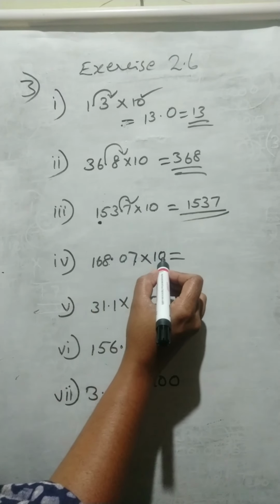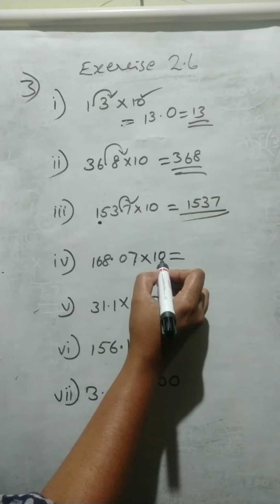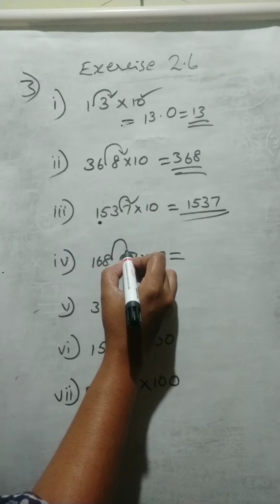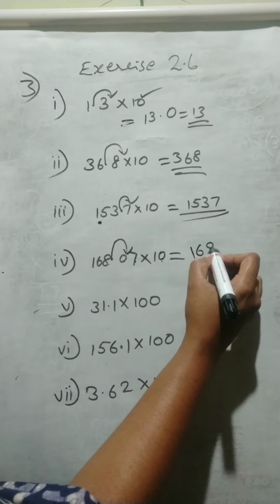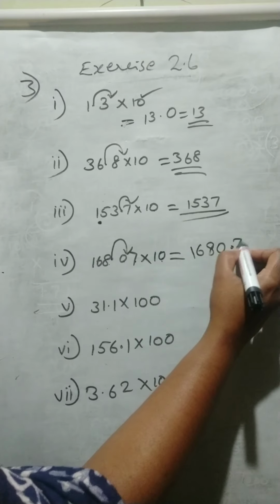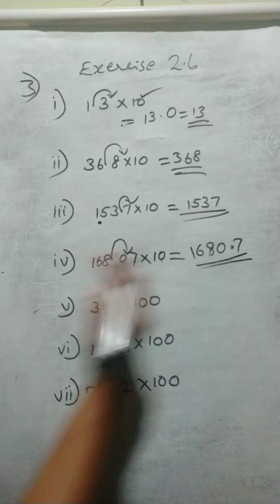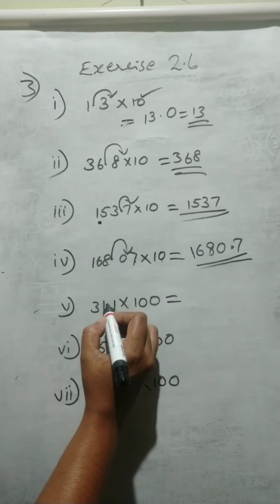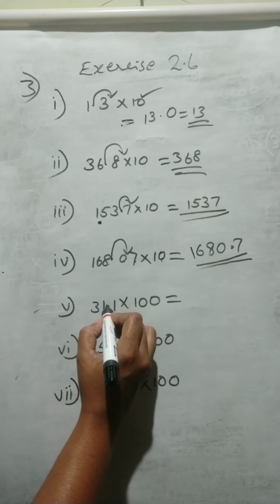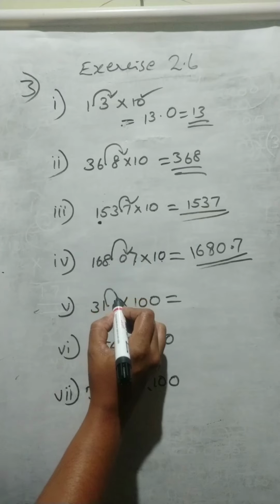Then for this one, 168.07 multiplied by 10. 1 zero is there. So we can take this point and we can keep it here. That is 1680.7 will be there. 0 we pushed. Okay. Then here, this point we can keep it here.